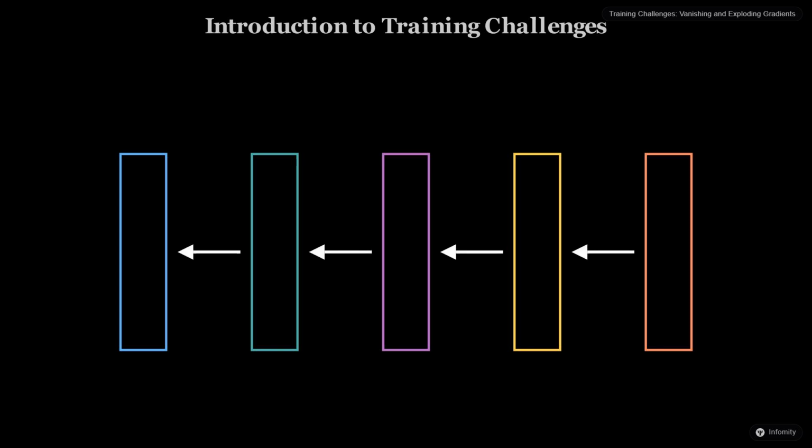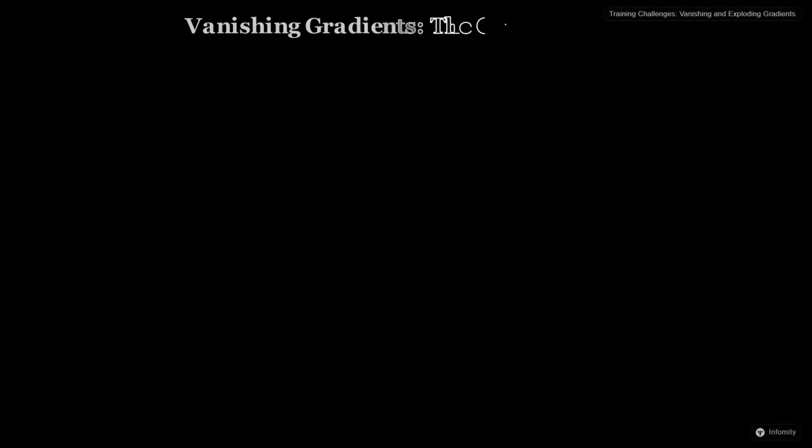Deep neural networks learn by propagating error signals backward through their layers. But what happens when this crucial signal either gets lost in translation or becomes overwhelmingly loud? This journey of the error signal is far more delicate than it seems, hinting at the challenges we'll explore. Let's first delve into vanishing gradients.